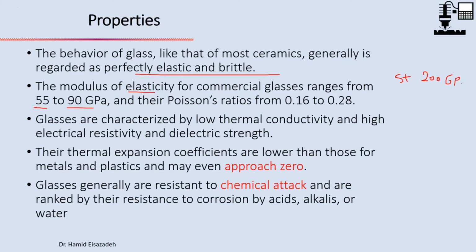GPa. And for aluminum, it is between 70 and 80. And the Poisson ratio for this glass is between 0.16 and 0.28. If we consider this one, it's very low compared to the Poisson ratio of steel, which is 0.3.